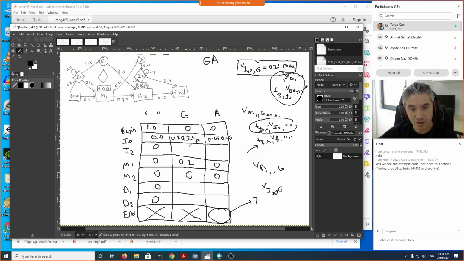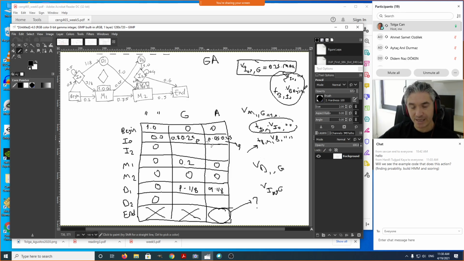And you look at I0G, which is this value which I called P. Therefore, what I'm going to write here is P times 1/8, which is the transition probability from I0 to D1. Okay? And this one, whatever it is, let's call this probability Q. And this one simply will be Q times 1/8, whatever that is.